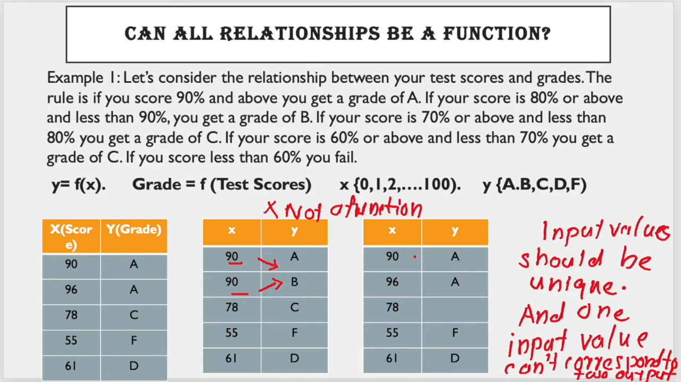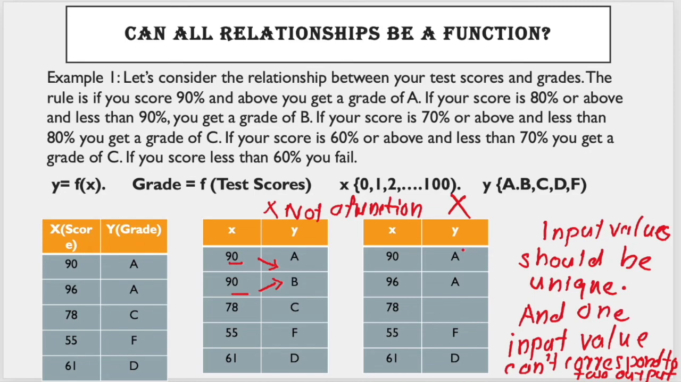Now let's look at the third scenario. So here we have input variables, all unique. However, the third one, 78, does not correspond to an output value. So can this be a function? This also cannot be a function. So this is also not a function table because 78 does not have an output value.